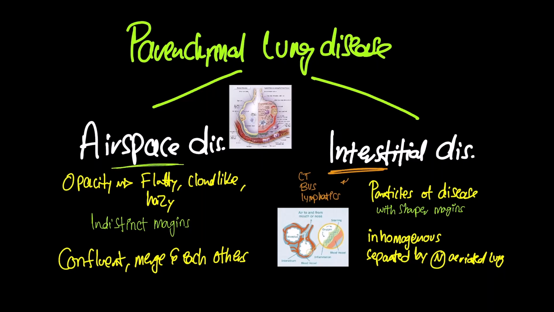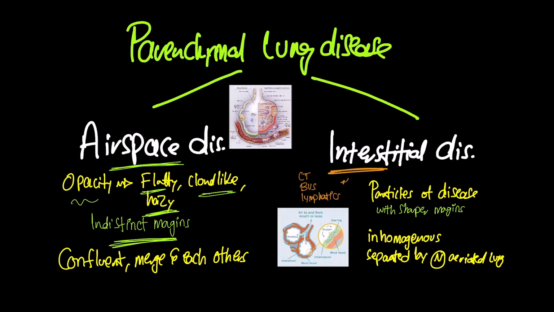So before we start with imaging, I want to differentiate the pathophysiology of both of them. Starting with the airspace disease, the opacity will be fluffy, cloud-like, and hazy on the chest X-ray with indistinct margins. And this is the usual consolidation that we see with pneumonia or acute pulmonary edema.